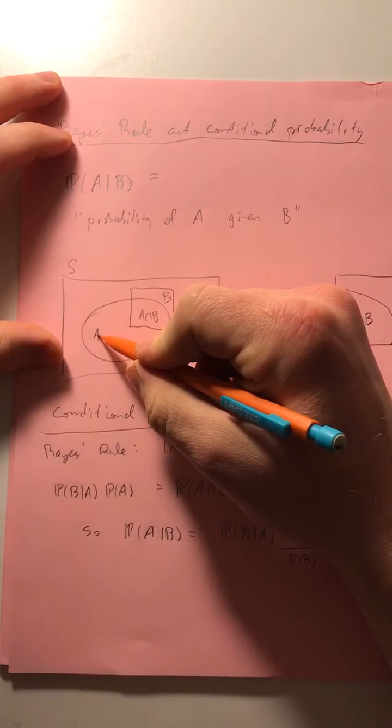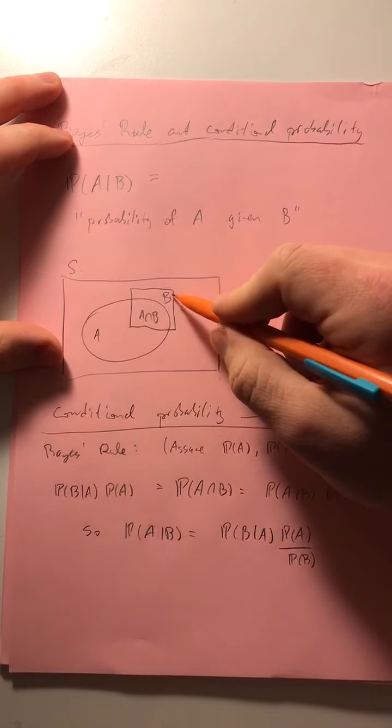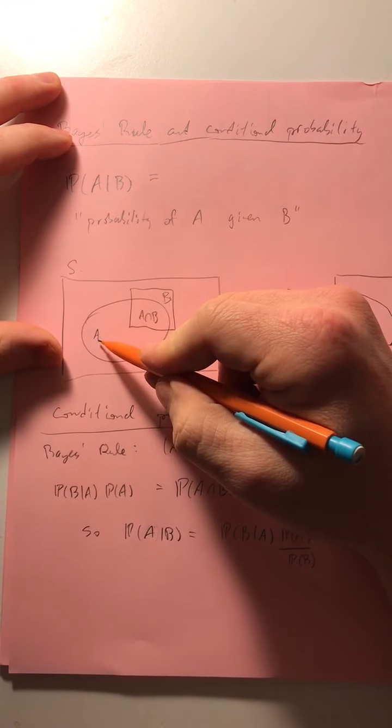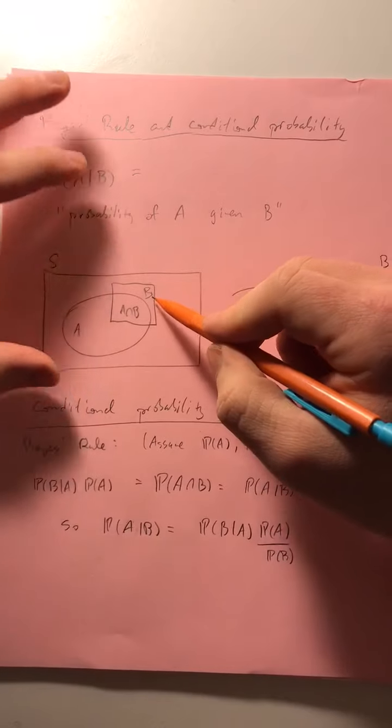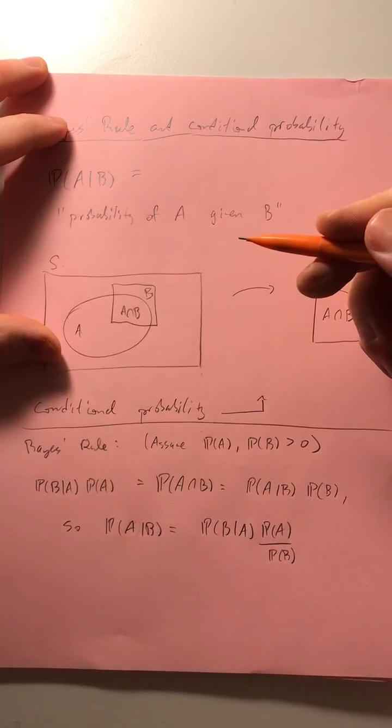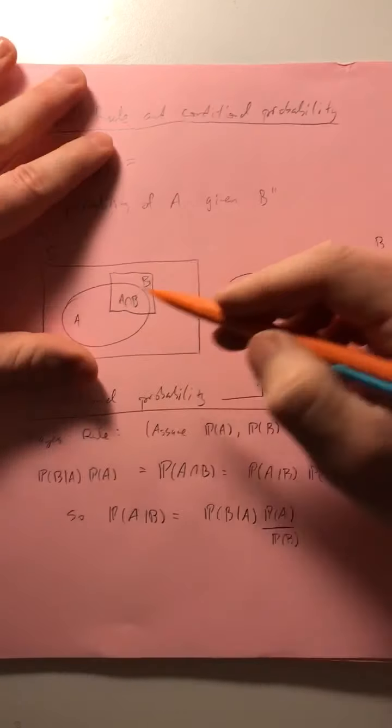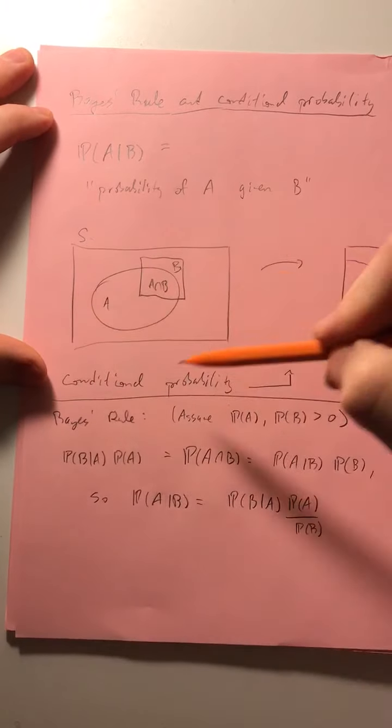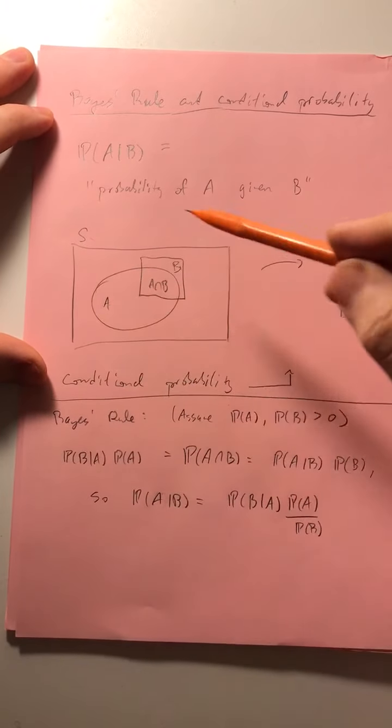And so maybe A is the event that you passed. So B is the event that you studied, and A is the event that you passed. So if I say, given that you studied, what's the probability that you passed? I don't really care about what's happening outside of this B box because that's you not studying.